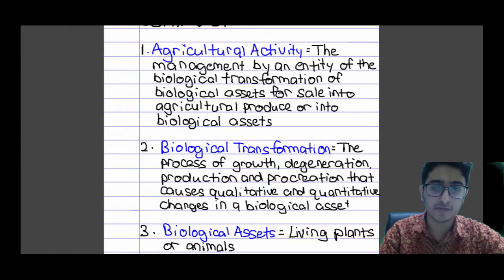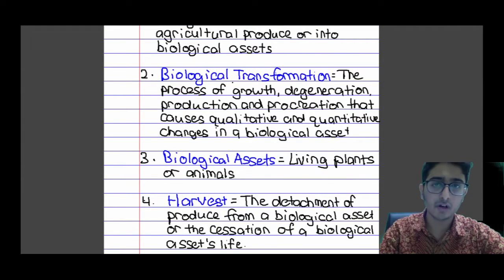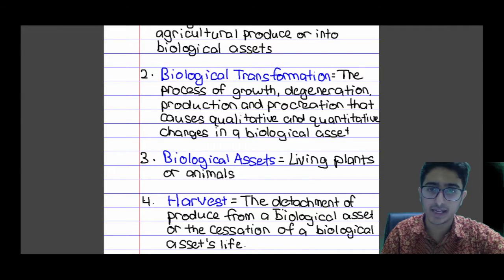Now, let's read further definitions. Fourth one is what we know as harvest. Harvest is the detachment of produce from a biological asset or the cessation of a biological asset's life. An example would be like this. If I take an apple from an apple tree, this means that I am detaching a produce from a biological asset, which is the tree. Or you can say when a cow or a chicken passes away, then I take their meat. This is what we call harvest. Harvest is the detachment. The key word here is detachment.